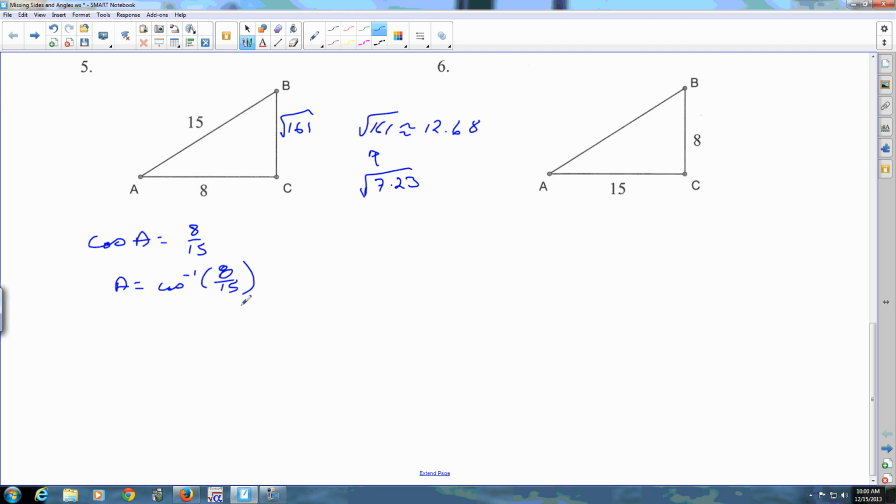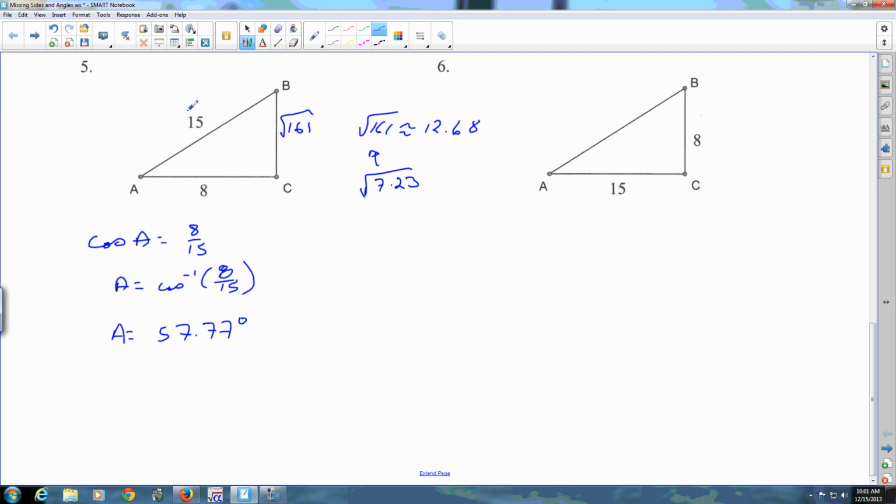Type it in the calculator. Inverse cosine 8 divided by 15. Okay, I forgot parentheses on this version of the calculator. 8 divided by 15. Okay, and I've got 57.76 degrees. A is approximately 58 degrees. I didn't round correctly. Okay, again, you could cut that off of 90, but I'd be thorough.